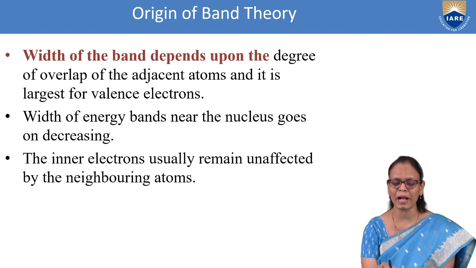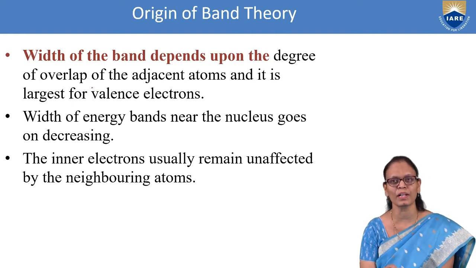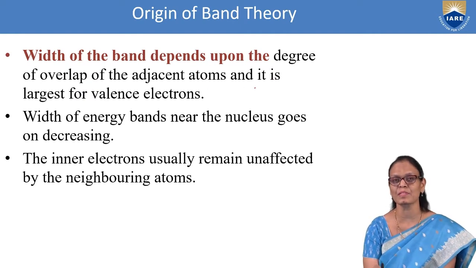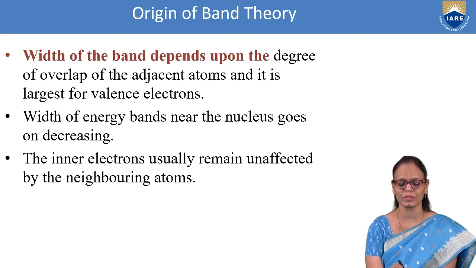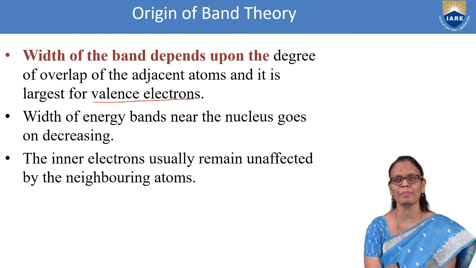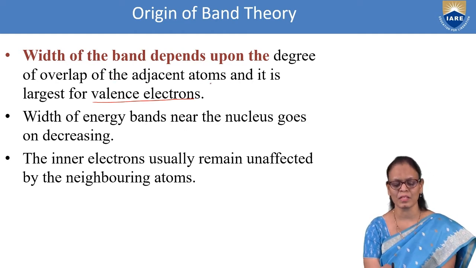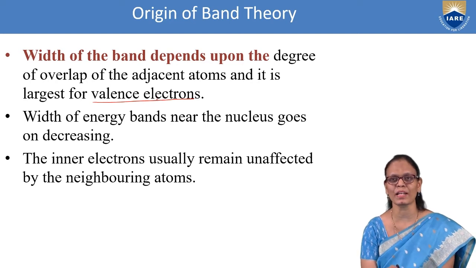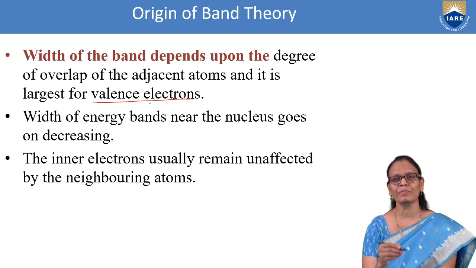Now, the width of the band depends upon the degree of overlap of the adjacent atoms, and it is the largest for the valence electrons. So, definitely the degree of overlap depends upon what? On the adjacent atoms, and it is very large for valence electrons. When you see, it will be the valence electrons who undergo overlap immediately.